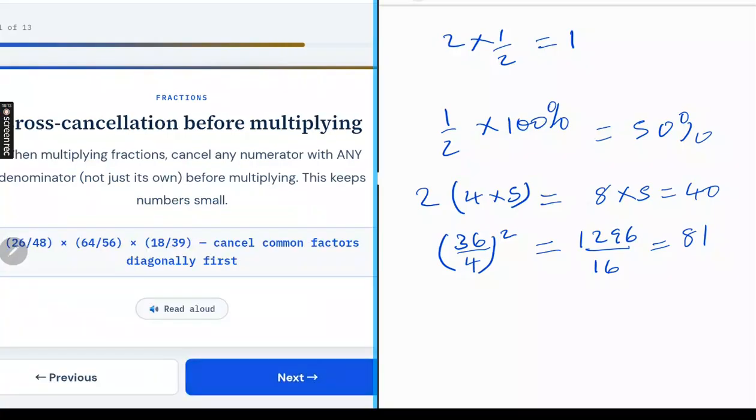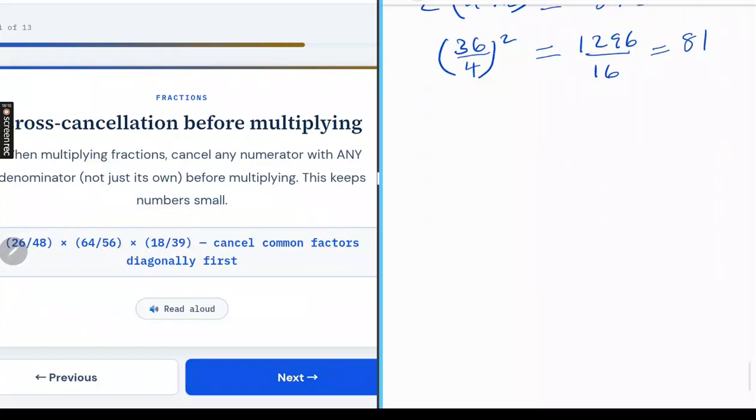Next, cross-cancellation. What is it all about? We have already done it before, right? It's just like you have 20 over 5, which is 4, times 30 over 10. So the answer here is 12. But with cross cancellation, you can also use 10 to cancel 20, which is 2, then 30 divided by 5, which is 6. 2 times 6 is 12. That is just what cross cancellation is.